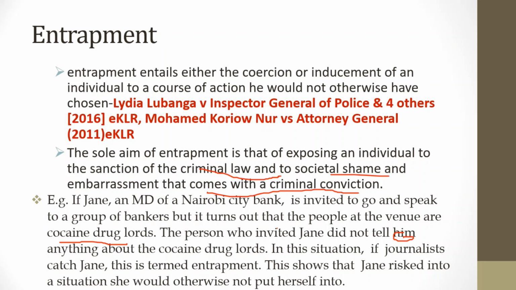Remember here that Jane found herself in a situation where she would otherwise not have put herself. Her intention was to go and speak to bankers. It turns out that the audience is full of cocaine drug lords. The media has come and taken several pictures of Jane. These pictures are published, but the underlying story is that Jane was invited to speak to bankers and she found cocaine drug lords as her audience. So this means Jane has been entrapped.